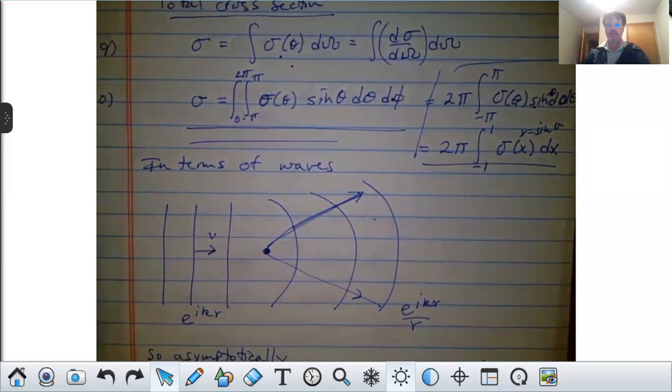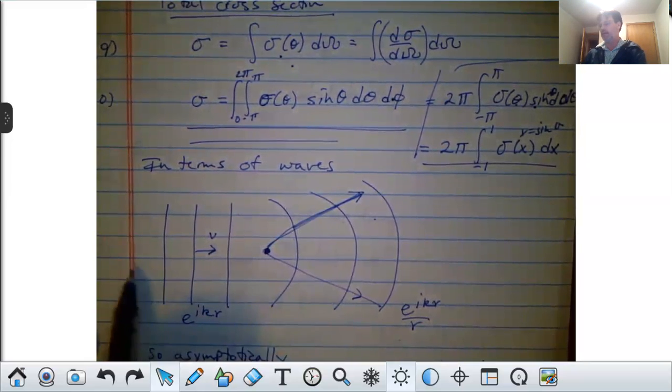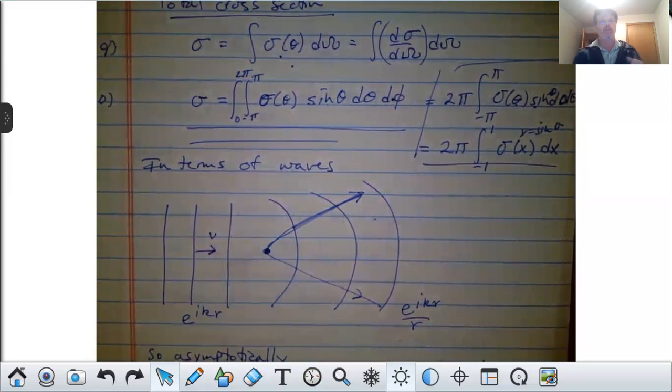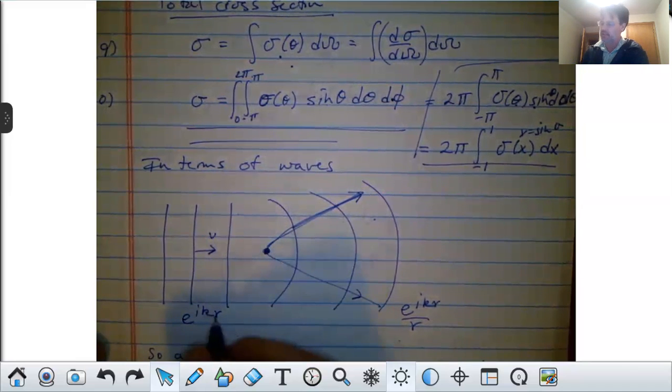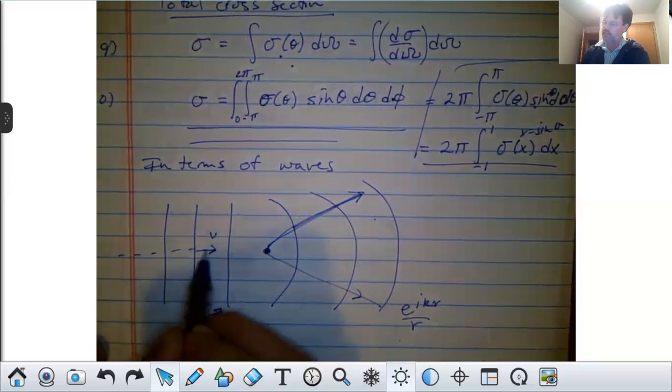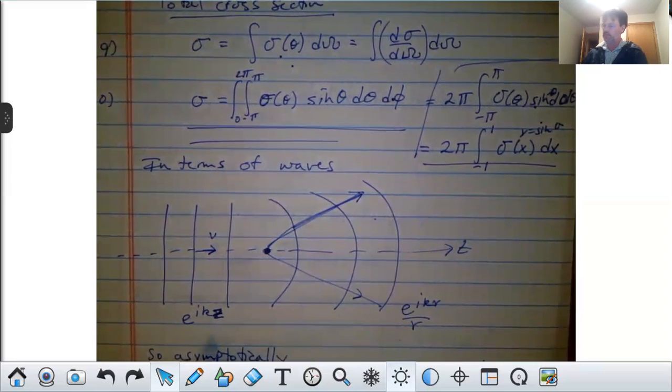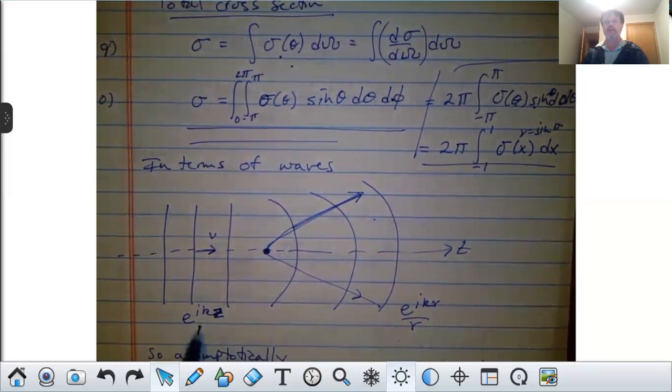Now, again, I'm kind of going to skip over some stuff here, but how do we describe our incident beam? We can just describe it as an incoming plane wave. When we talked about one dimension, we talked about e to the ikx. Now, what I really should write is not e to the ikx, but e to the ikz, right? So if I describe my z-axis as the axis along which the incident beam comes, I have e to the ikz instead of e to the ikx.